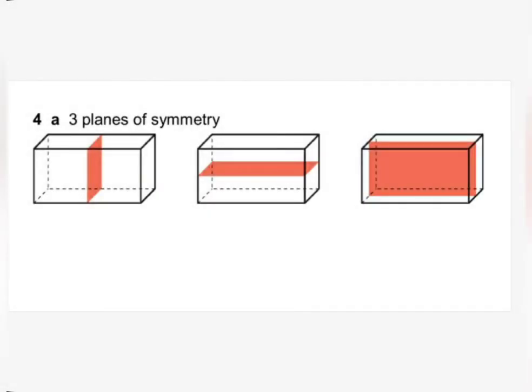Now, as you can see here in the cuboid, we have this plane, and this one, and this one. So there are 3 planes of symmetry. You have to imagine it and understand the idea that we put the planes and divide the 3D shape into two identical parts. Now let's take a look at number 2, or B, which is the cube.